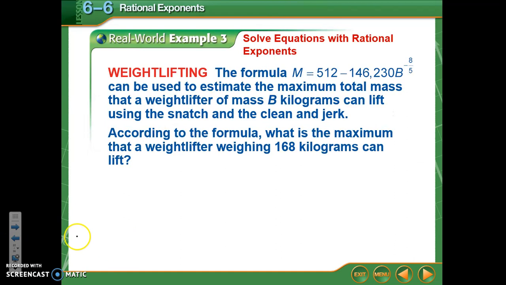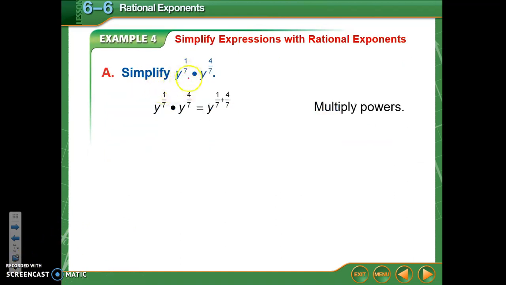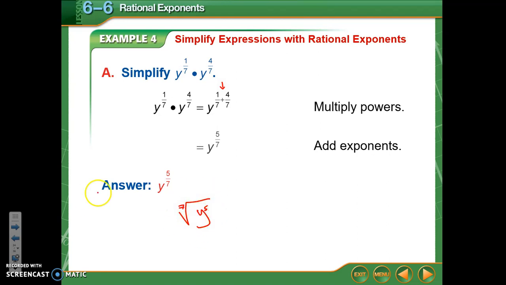All right, so let's take a look. Actually, we're going to skip this example, and we're going to come over here to example 4. So we're simplifying y to the 1/7 times y to the 4/7. When I multiply powers with the same base, remember I add the exponents. It's the same even when the exponents are fractions. So this is going to give me y, and I'm going to add my exponents. 1/7 plus 4/7 gives me 5/7. And I can just leave it like that, because even if I rewrote it in radical form, which would be the 7th root of y to the 5th, I can't really simplify that. There's nothing else to do. So it's fine in this case to leave it in exponential form.